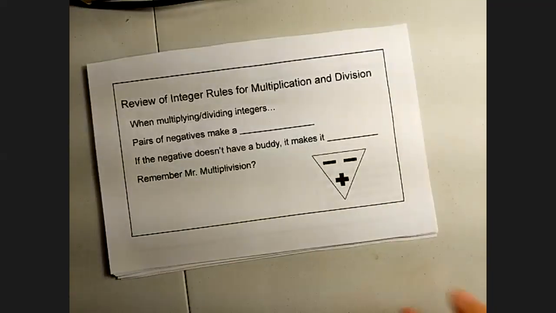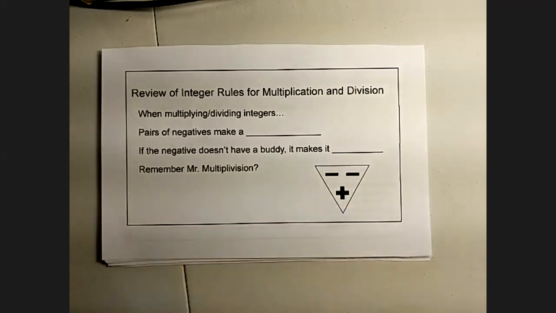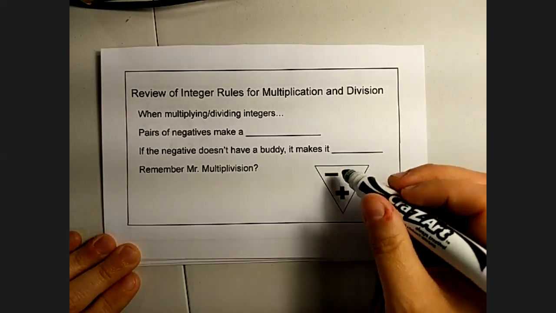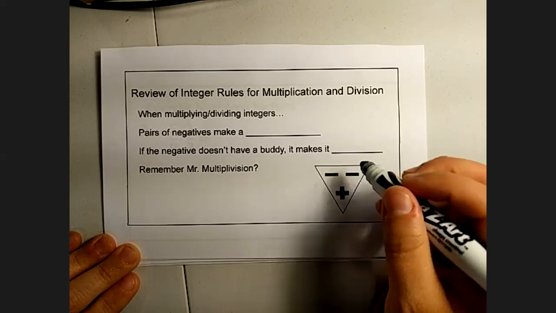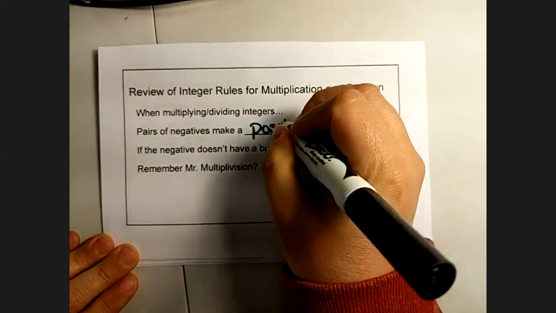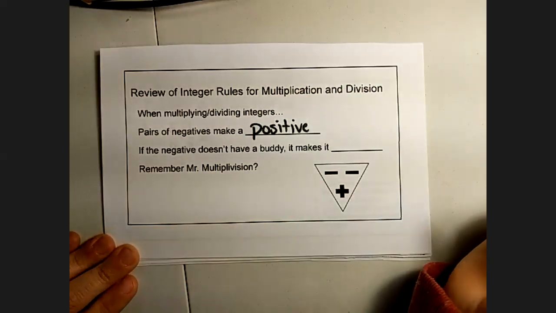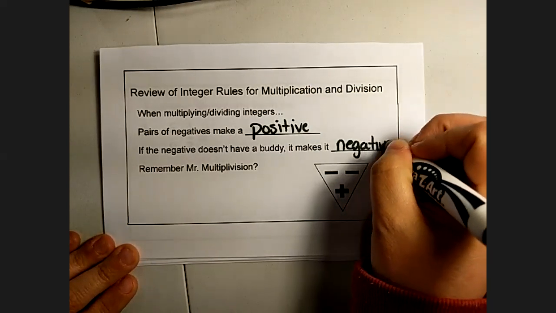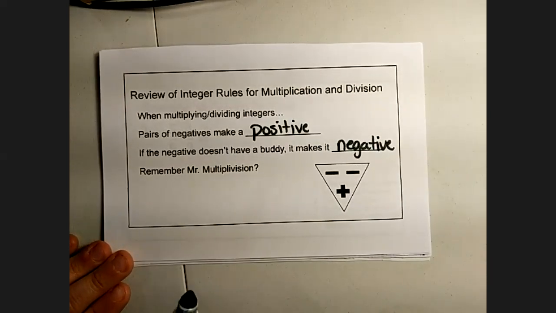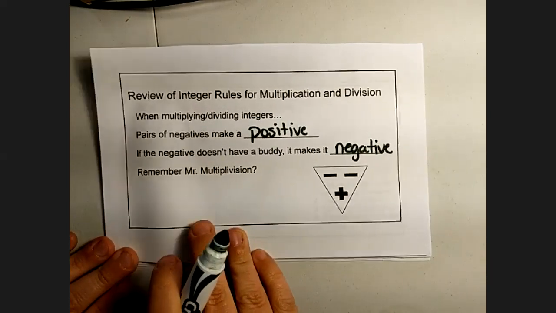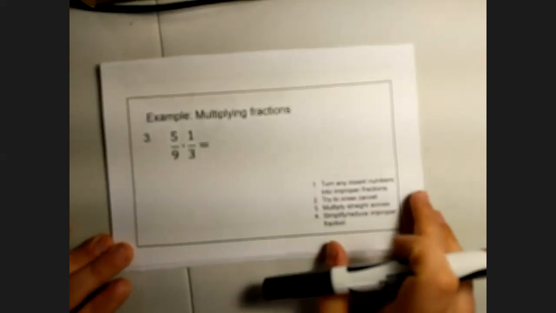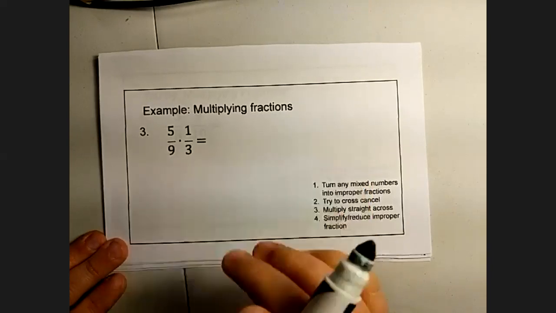We're also going to use our integer rules. When we think about multiplying and dividing integers, this Mr. Multiple Division guy down here was really important for us. If there was a pair of negatives, that made a positive. We talked in class, if there was one lonely negative, it was going to make the answer negative. But if the negative had a buddy, or a pair, then that would make it positive. So negatives by themselves are negative, and pairs are positive when you're multiplying and dividing. So let's go through this example here.